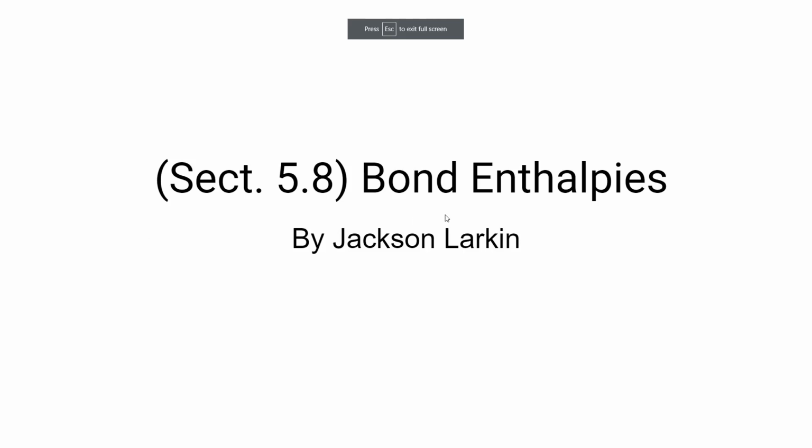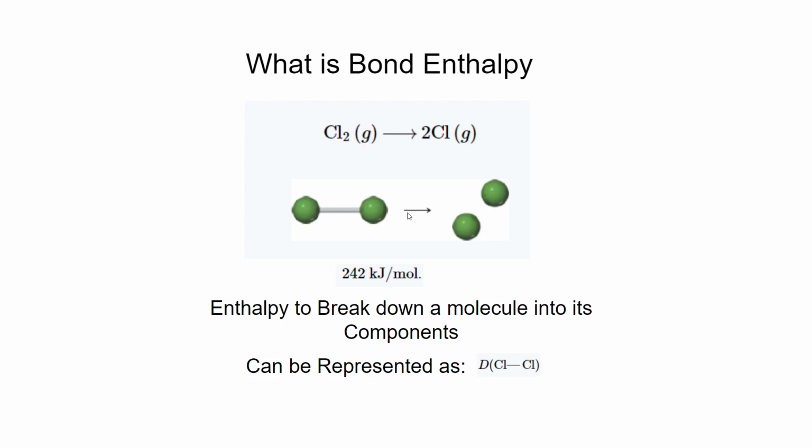This is section 5.8, bond enthalpies. So what is bond enthalpy? Bond enthalpy is the enthalpy to break down a molecule into its components. So, for example, if you had Cl2 to break it down into 2Cl, you would need 242 kilojoules per mole, and that's the bond enthalpy.